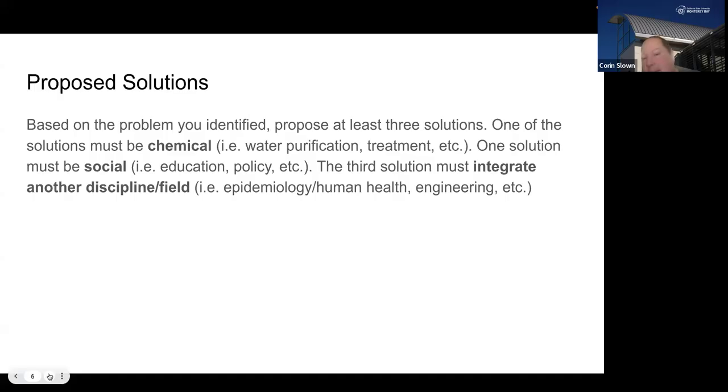So you could focus on epidemiology and human health. Say, for example, when you think about the Flint water crisis and lead. Or it could be engineering. Say, for example, changing the way the levees are constructed in Pajaro.